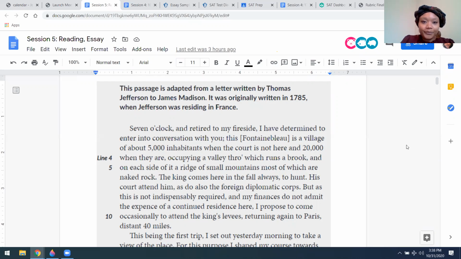So, would anyone like to read the paragraph? I could read it. Okay, go ahead, please. This passage is adapted from a letter written by Thomas Jefferson to James Madison.